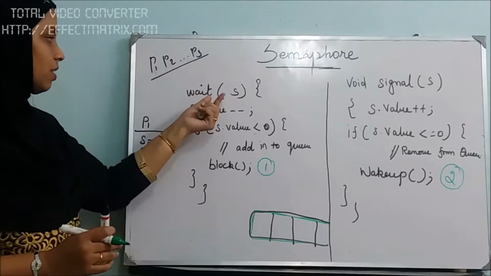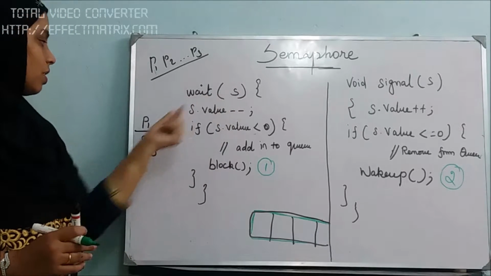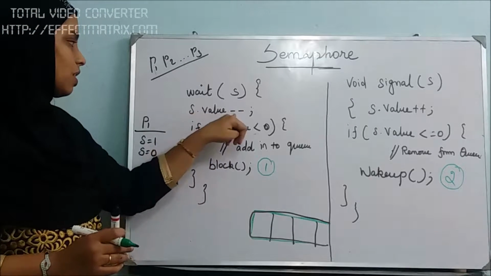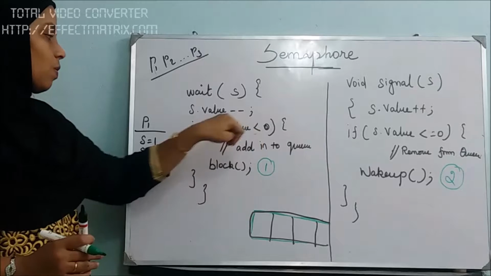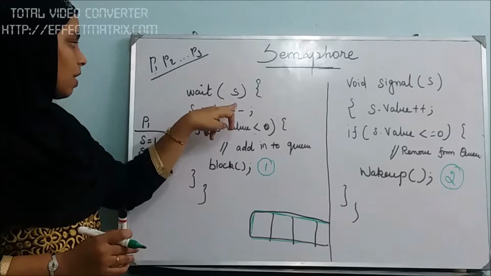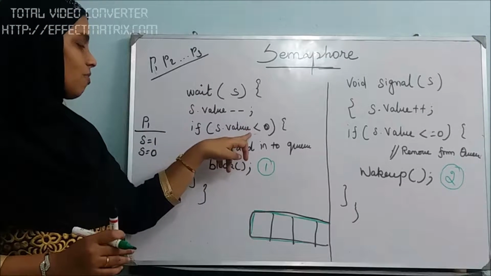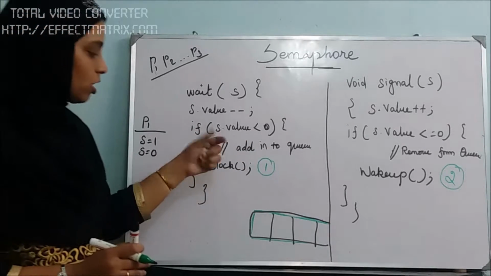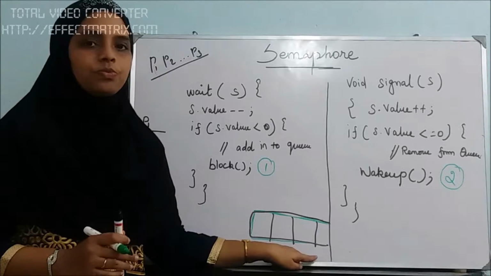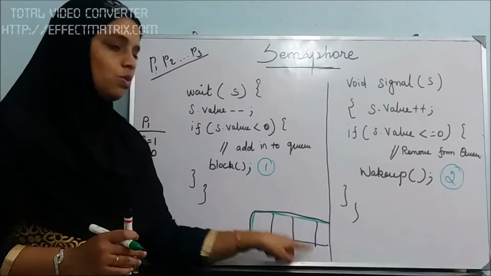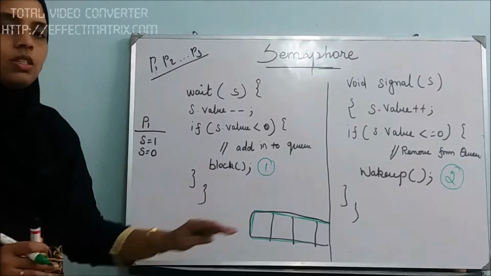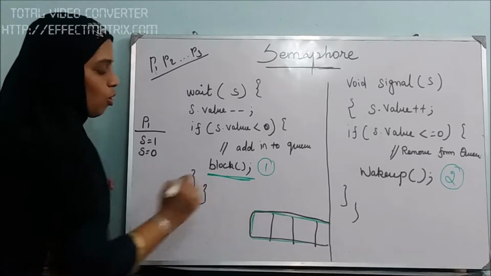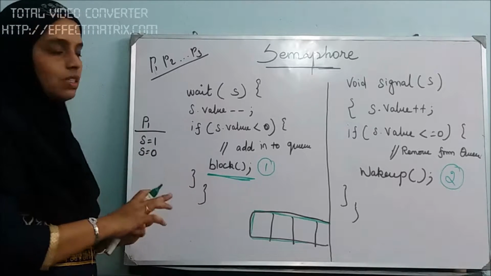For example, if the S value is 1, the process will go to the critical section, and S value is decremented by the particular process P1. Now P2 comes. It wants to execute the critical section, so we check the value. If it is less than or equal to 0, it will automatically be placed into the queue. This waiting queue is used to place the waiting process, and that is done by the block operation.